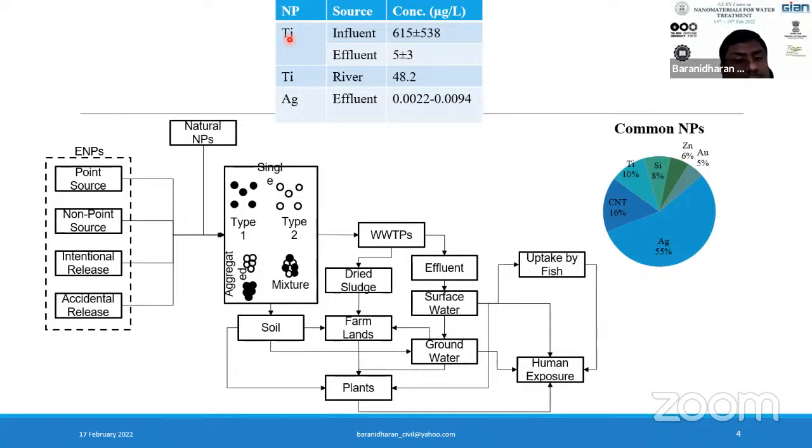So it was found that 615 plus or minus 538. Again, it is still at the microgram level, but the influent is very high and the effluent is very low. For silver, the effluent concentration is pretty low, but still, what happens when these get accumulated in the environment is one such thing.